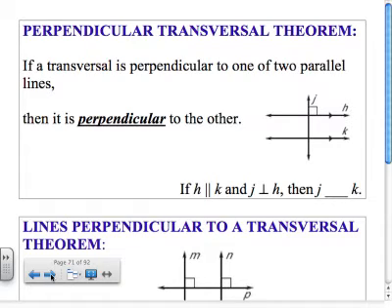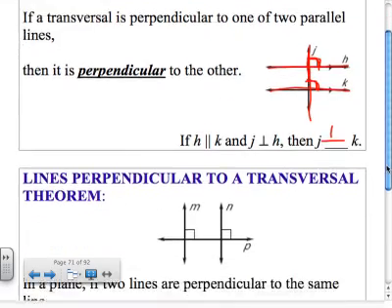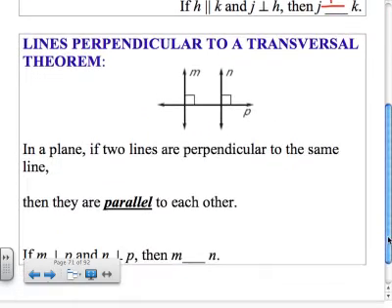If I look at the diagram here to the right, if this is a right angle, then this guy's got to be a right angle because they're corresponding. All right, and so it makes sense to say if J and H are perpendicular, then J and K are also perpendicular. So if a transversal is perpendicular to one parallel line, it's got to be perpendicular to the other.